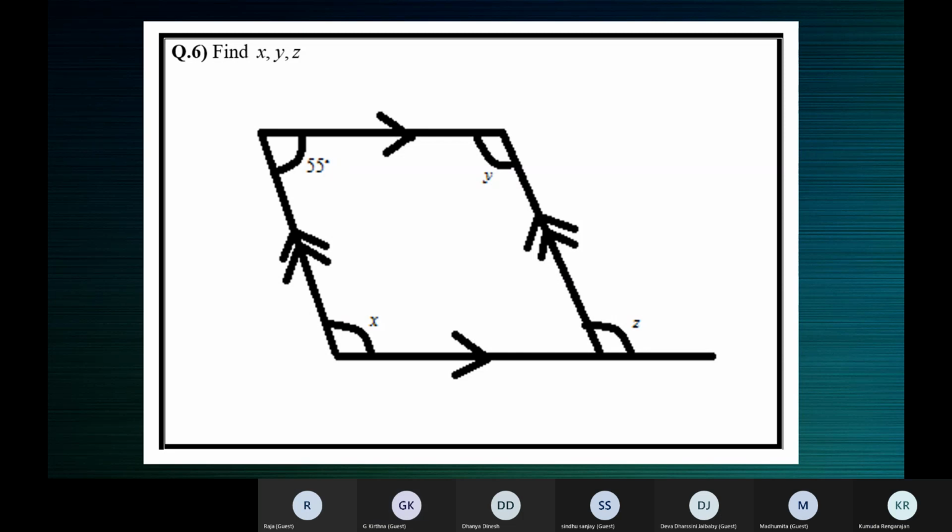55 degree and X is on the right side of the X and Z, ma'am. And maybe X plus Z is equal to 180 degree, ma'am. Reason? Angles on the same line measure 180 degree, ma'am. Because the sum of four angles is equal to 360 degree. No, one minute. So I'll tell you.